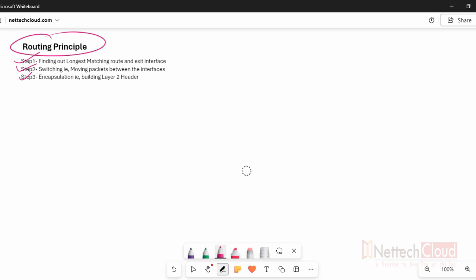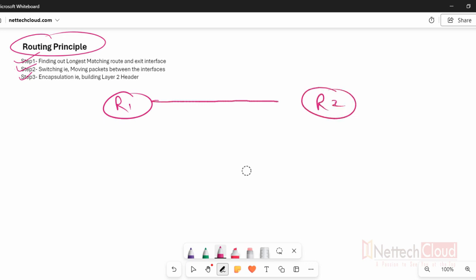But before we understand all three steps in detail, let me quickly take one scenario wherein there are two routers, R1 and R2. Both routers are connected, and host 1 device is connected to the LAN segment of R1, and there is another host device, that is host 2, connected to R2.